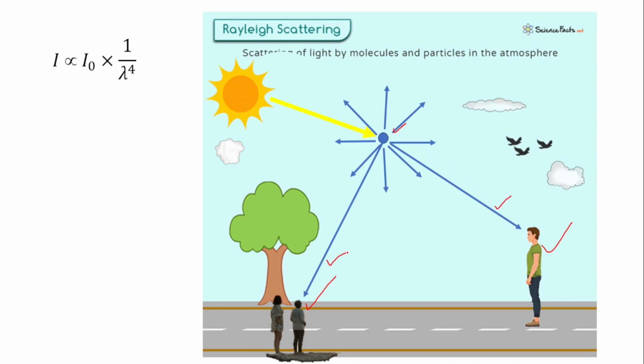When this scattered light reaches the observer, and if they look at the particle, it looks blue, because only the blue color reaches the eyes of the observers on the ground looking at the particle. And this way we see the blue color.